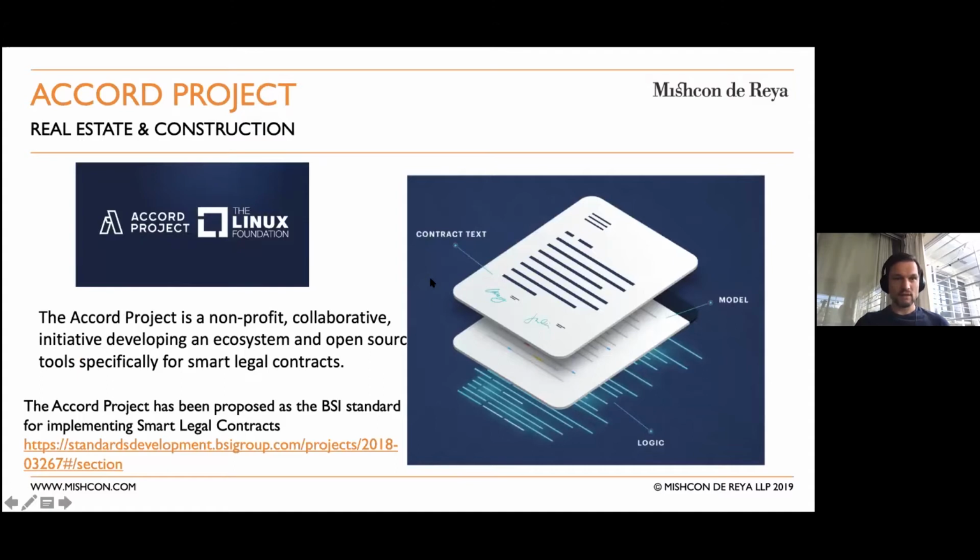Okay, so we're going to be looking primarily at the Accord project as our smart legal contract framework. There are others out there. There's no particular reason I'm not covering them. It's just time, and I'm more familiar with the Accord project. There's another good one out there called OpenLaw, which is quite tied into the Ethereum ecosystem, so that should be more familiar to you now after your workshop this morning. But we're looking primarily at the Accord project, and there are a number of reasons why we're doing that.